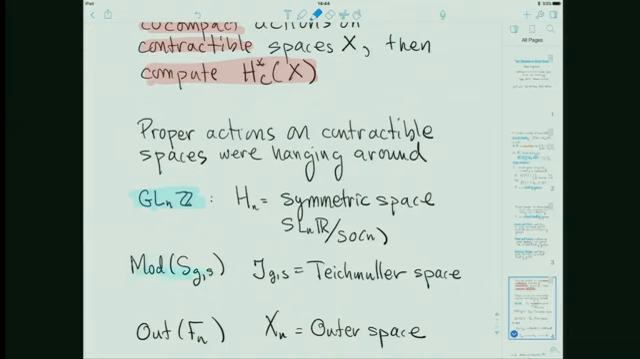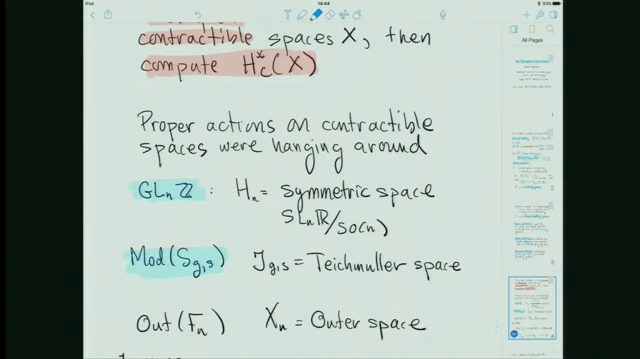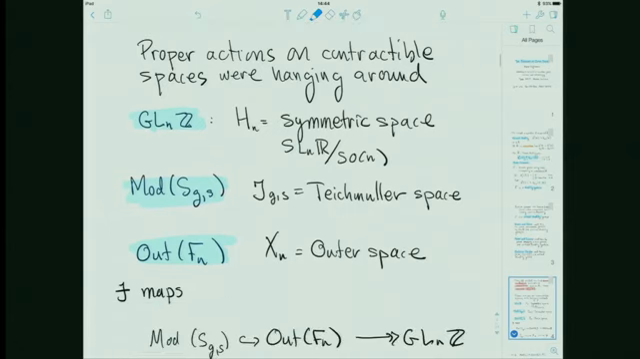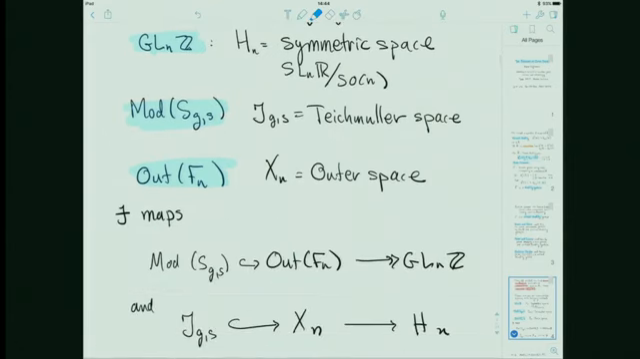For the mapping class groups, you have the Teichmüller space, a contractible space with a proper action. And for Out(Fn), you have something called outer space, which we've seen a lot about this week. And in fact, I picked these particular groups. They're closely related.